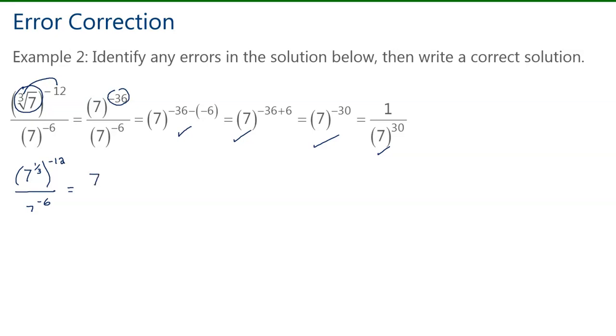This is 7 to the 1/3 times negative 12. That's not negative 36. And then all over 7 to the negative 6. So we get 7 to the negative 4 all over 7 to the negative 6. Now we just use our little quotient of powers rule. And this is 7 to the negative 4, subtract the negative 6, which is 7 to the negative 4 plus 6 to give us 7 to the 2.